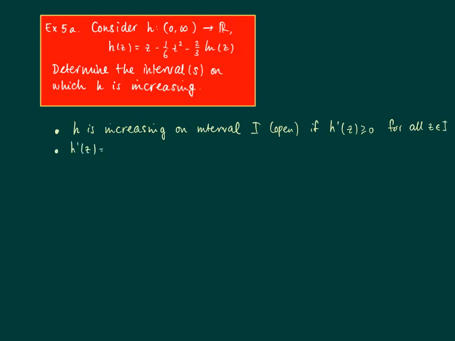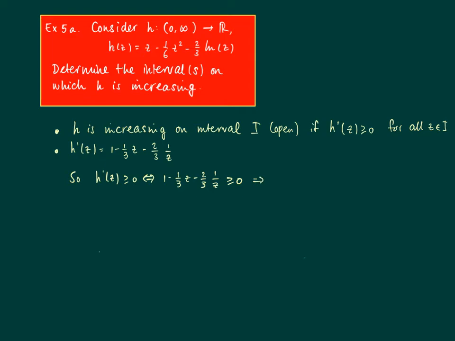So h prime z is 1 minus 1 third z minus 2 third 1 over z. So we want to solve for h prime z is greater or equal than 0, which is equivalent with 1 minus 1 third z minus 2 third 1 over z at least 0.